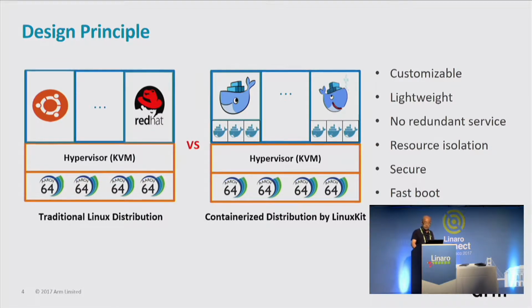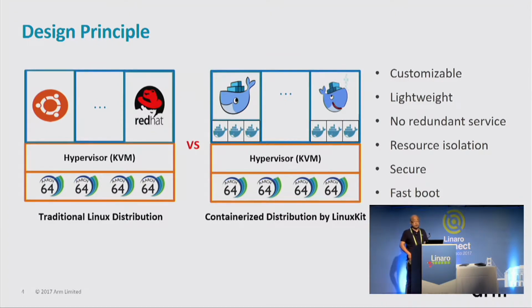So this is the difference between the two distributions. Now we can see that a typical feature of LinuxKit is that it's customizable, because, just as I mentioned, all the system services are containers and the LinuxKit system is constructed based on containers, so we can easily add or remove system services from the final distribution.